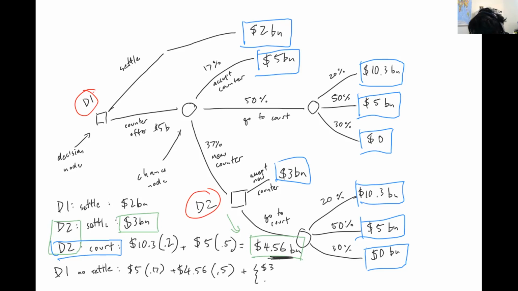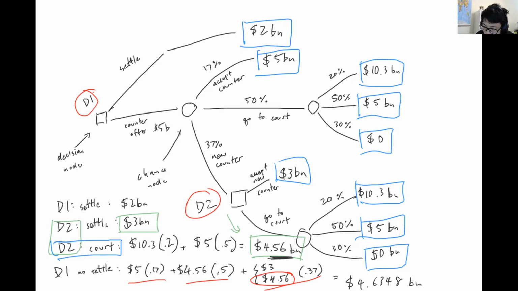Hang on one sec. And then this quantity would get multiplied by 0.37. And I'm going to choose, we already know that I'm going to choose 4.56 because that's the better option. So you can solve for the upstream decisions first. So then ultimately I would take this times this times this. And this would be 4.6348 billion dollars.